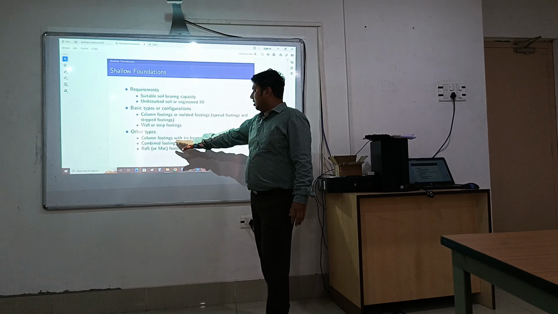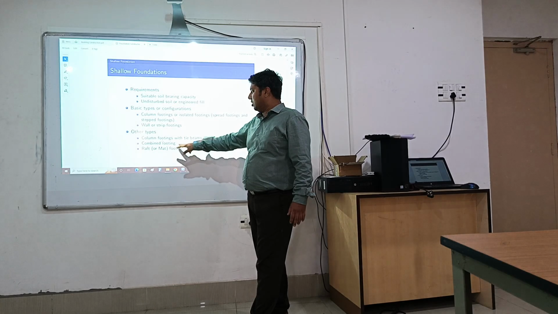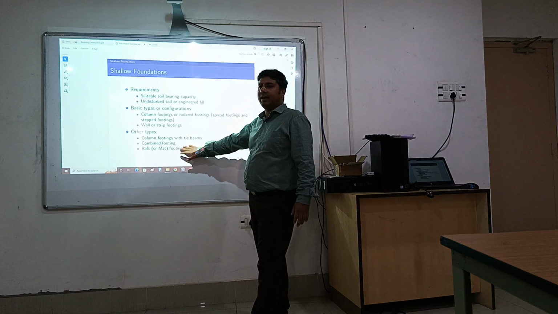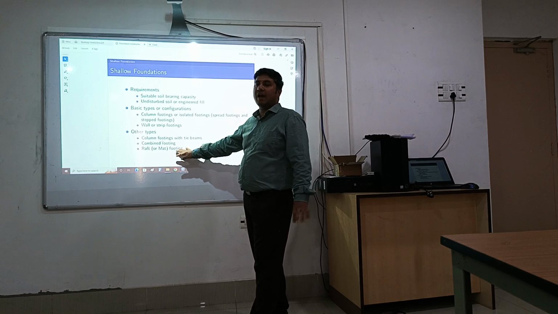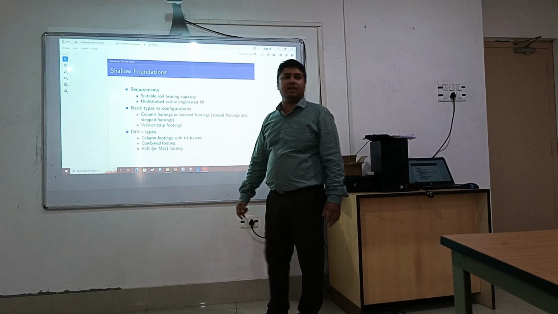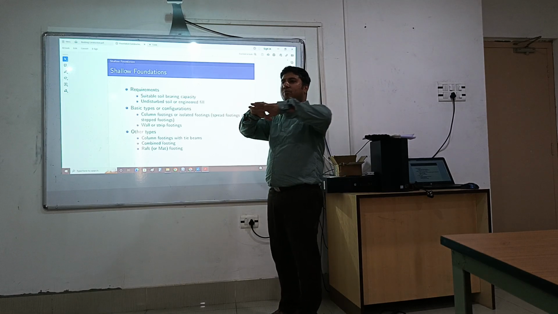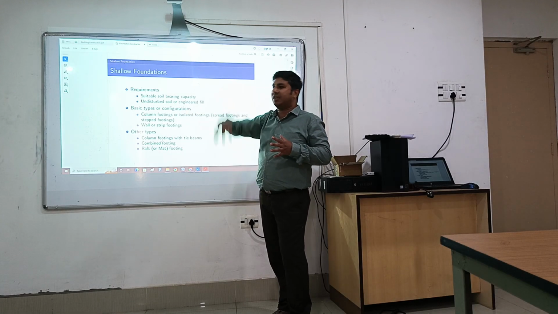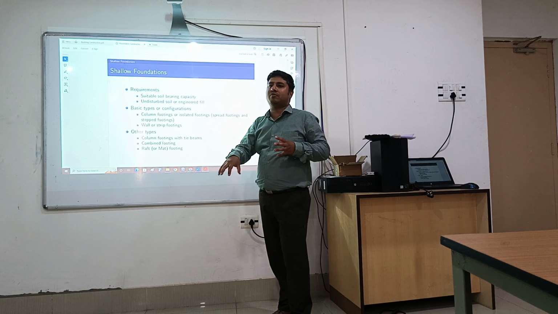The other type is column footing combined with tie footing, then combined footing, and mostly commonly used for large scale construction is the raft or mat footing. In a raft or mat footing, there will be a combination of all the footings attached together. In your isolated footing, there is only a single column, with the footing at the bottom.